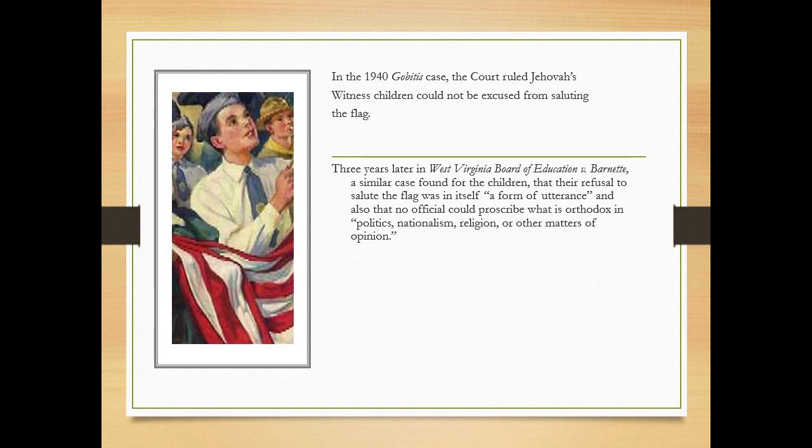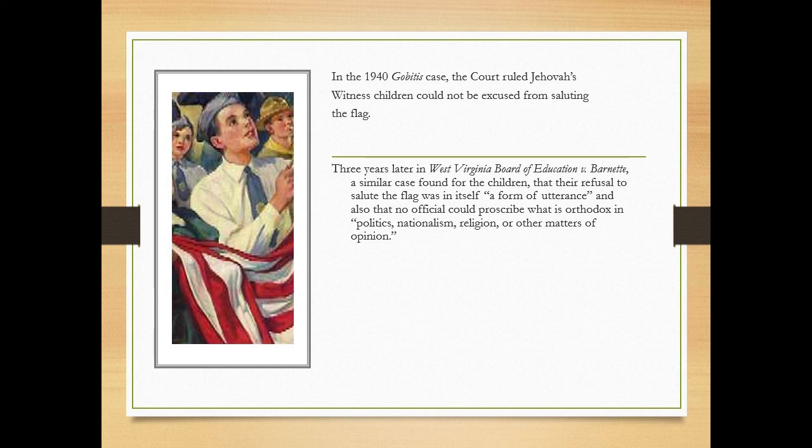What they're talking about in these two cases is the 1940 Gobitis case, and the case three years later is the West Virginia Board of Education versus Barnette. And so in their reversing themselves, what they're finding is saluting the flag in and of itself is a form of utterance. It's a freedom of speech issue, right? So it's not just a freedom of religion exercise. It is also freedom of speech.